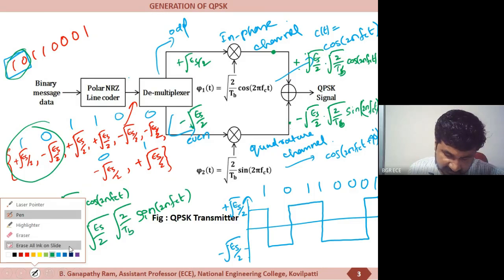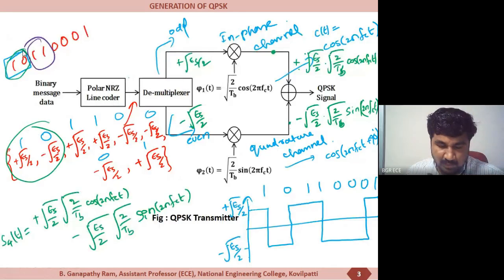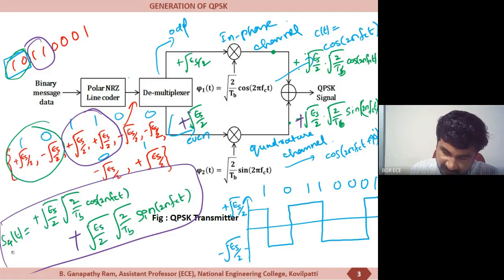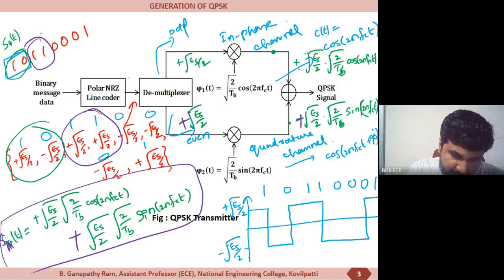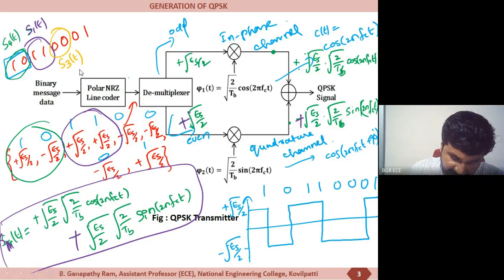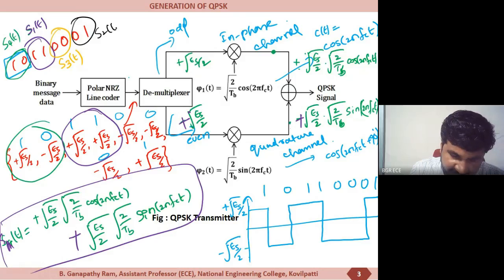Similarly, for the next binary sequence 1, 1, the next two symbols will be selected and the odd number symbol will be allowed here. Similarly, the even number symbol is allowed here. So both are having the positive terms. So the output will be written like this, and that will be represented by S1 of t. So the first two bits are producing S4 of t, and the next two bits are producing the symbol S1 of t, and the next two symbols are producing S3 of t, and the next two symbols are producing S2 of t.